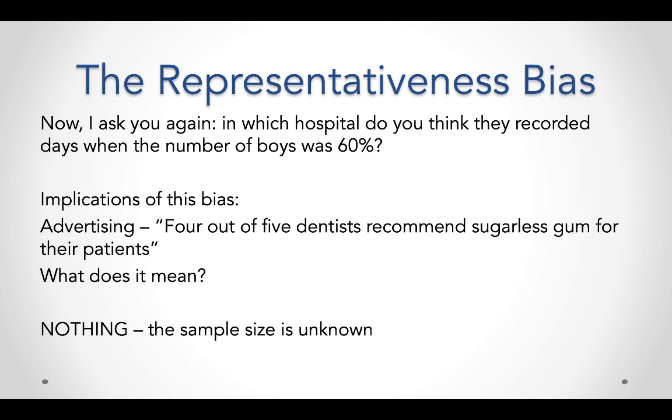I can easily find 5 dentists out of which 4 of them will recommend this gum if the sample size is just 5. I don't know the sample size, so I really can't tell you if this is true or false or anything, really. Obviously, the higher the sample size, the better. The smaller the sample size, the worse it is. So really this means nothing, but you find this all the time.